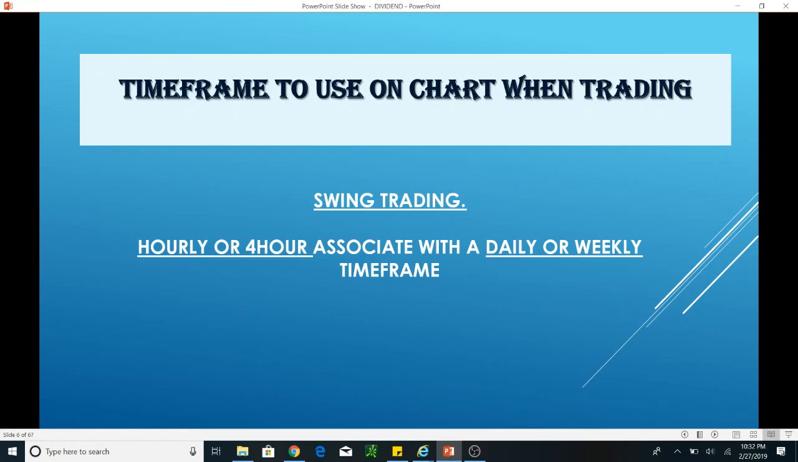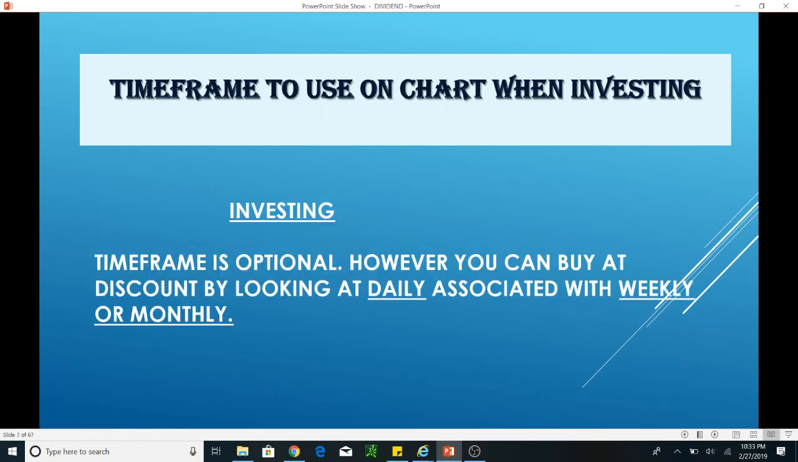The reason is because you are buying to hold overnight or for a few days. You want to know the right position. But if you are doing it with 1 minute, you won't get the right position. You won't get the right feeling of the stock. After an hour, you will see where your position is in a day, so you can take the right decision. So these time frames work better for a swing trade, hourly or 4 hour, associated with a daily or weekly time frame. I will show you the setup in a chart later on, but this is just the overview.